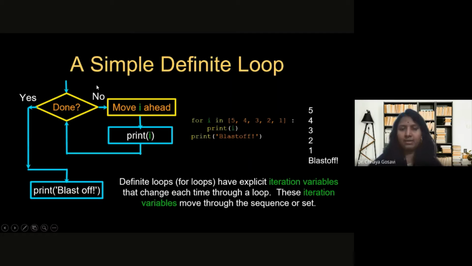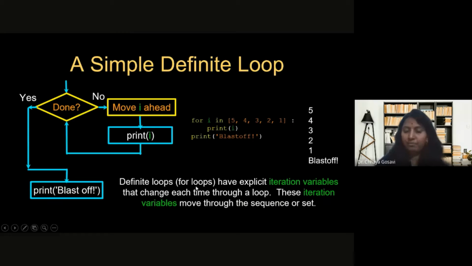This loop works like this. This is a flow chart. If done, no, then move i ahead. i is an index ahead, and print that value. Come back and check whether it is done. No, go ahead, increment the index, print the atom, and come back. And if done is okay, come out of this loop and print the last element, either done or blast off. Like in this case, we have blast off.